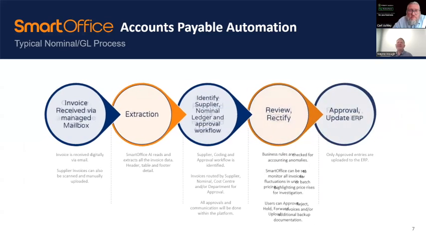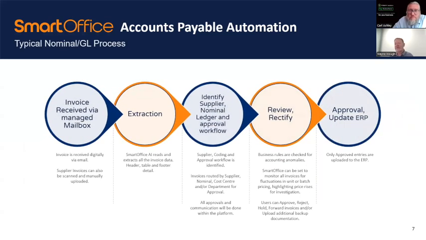On the flip side of things, if you're receiving nominal only type invoices, where we've got invoices that could be utilities bills or anything of the sort, the only difference now is we don't have an expectancy for an invoice. So we'll still receive that invoice in our mailbox. We'll still extract all that information off of it.